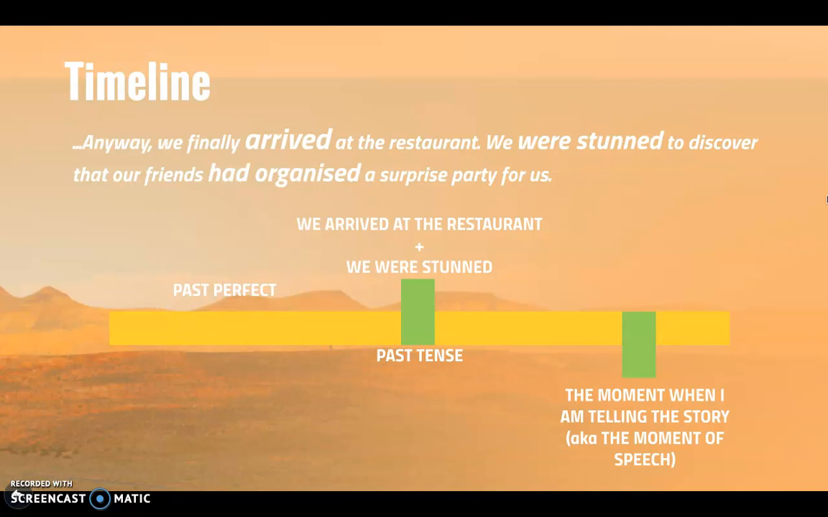Before that, though, because this surprise party was not in the spur of the moment, our friends plotted it, they planned it, and they did that in advance. And it's this in advance part that is reflected by the past perfect. They had organized the surprise party long before we arrived at the restaurant, and we were pleasantly surprised.